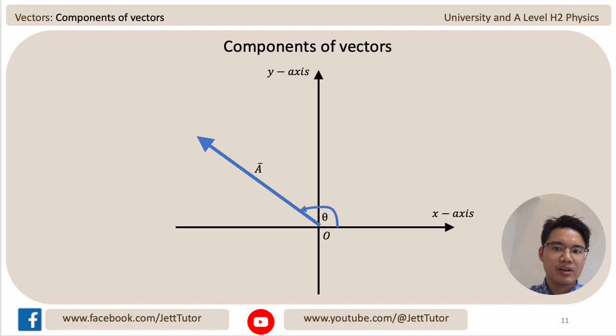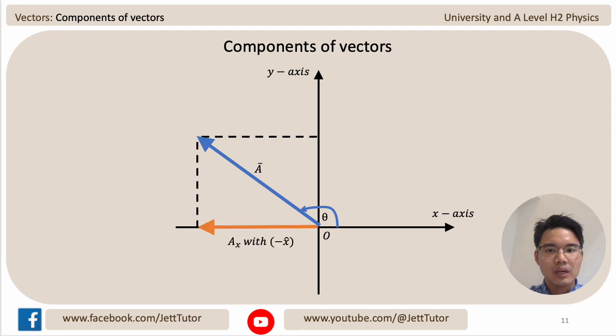What if a vector A is in the second quadrant? The ax component is in the negative x direction and the ay component is in the positive y direction. Both magnitudes are the same.